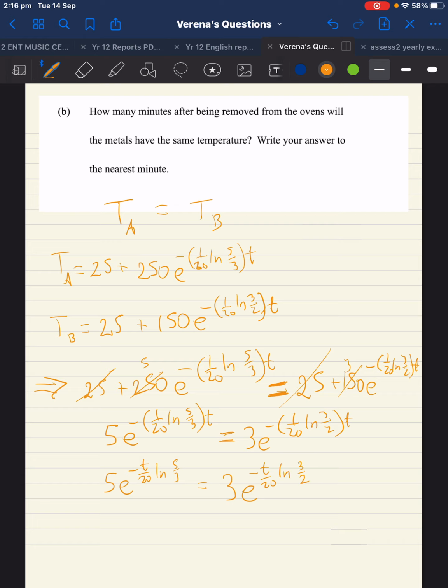Okay, so I've just brought those t's across and multiplied them. Now I'm going to use that trick of log law number 3. This minus t over 20, I'm going to bring in to the log, but in order to do that, it'll come up as the power minus t over 20, and same for this side. Bring that minus t over 20 in, and we get that.